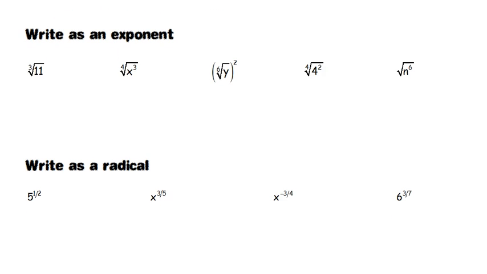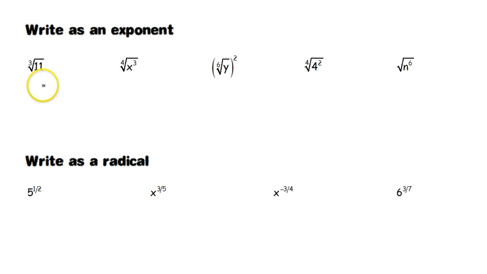So we are going to work on going from radical form to exponential form. So we've got the cube root of 11. There is no exponent written in there. Remember, if there's no exponent, it's an imaginary 1. So the base number is 11, the exponent is 1, the root is 3. So that's 11 to the 1/3.